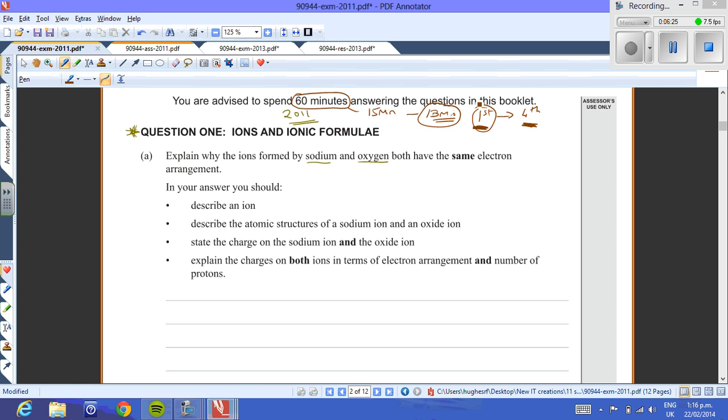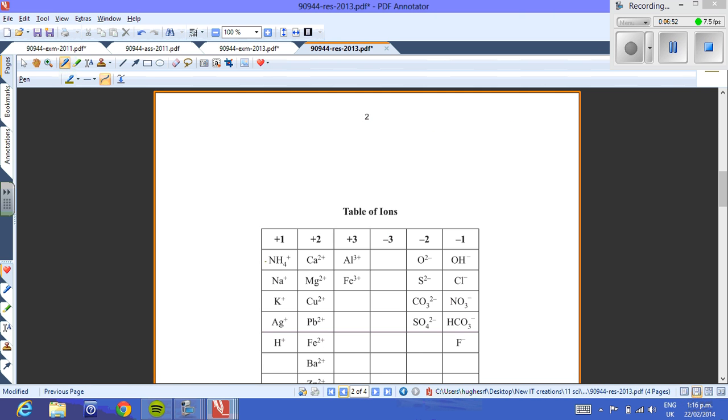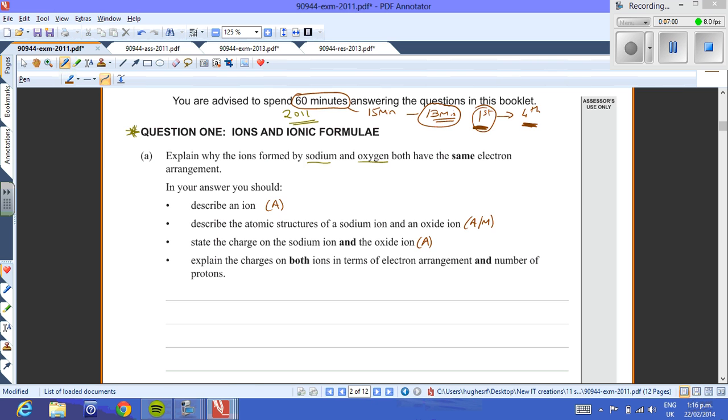Now, to describe an ion is really an achieved skill at best. You're basically defining an ion and writing everything you know about ions. Describing the atomic structures of a sodium ion and an oxide ion is an achieved borderline merit skill, depending on how much detail you go into. State the charge in the sodium ion and the oxide ion, that's definitely an achieved skill. You can look that up just by going to the resource booklet: your sodium ion is right there, has +1 charge, and your oxide ion has a -2 charge. So that's given to you on your exam paper. If you can't do that, you're really struggling. So that's an achieved type skill.